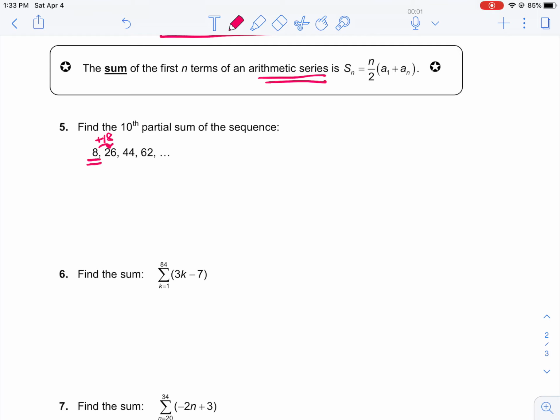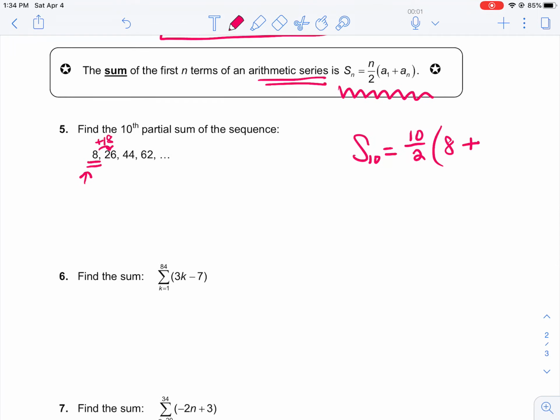Well, I need to find, if I'm going to use this formula right here, S sub 10, if I want to find the sum of the first 10 terms, let's go ahead and start this off. I'm going to do 10 divided by 2. I know that the first term is 8 because that's what's in this list right here. Plus, I need to find the 10th term.